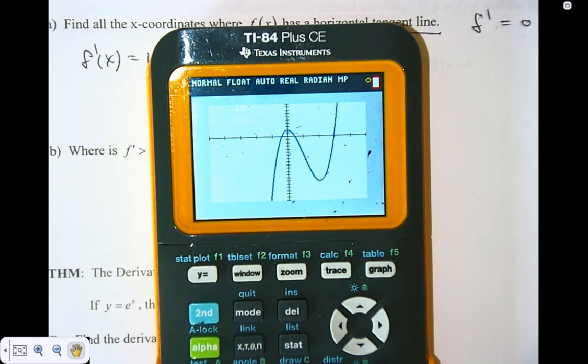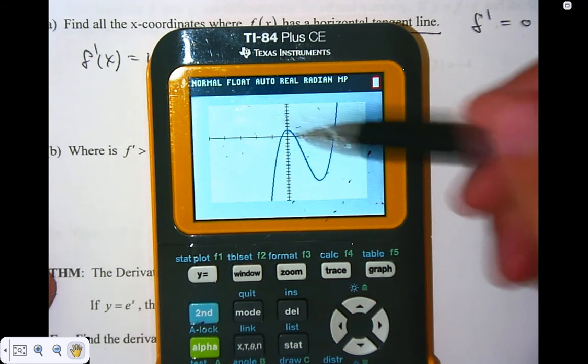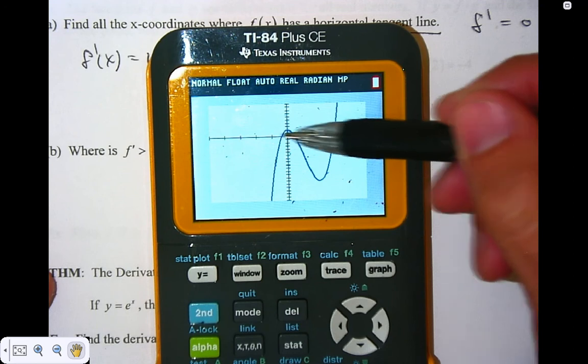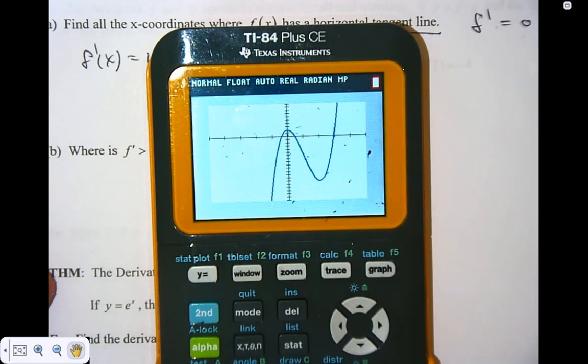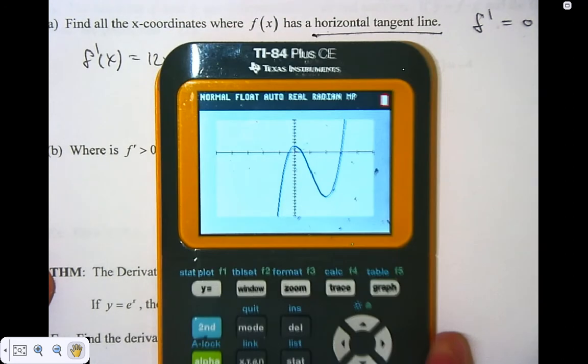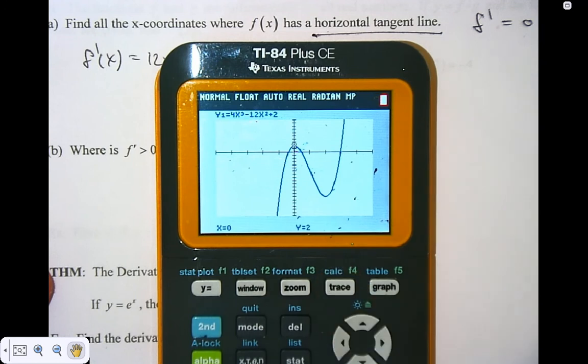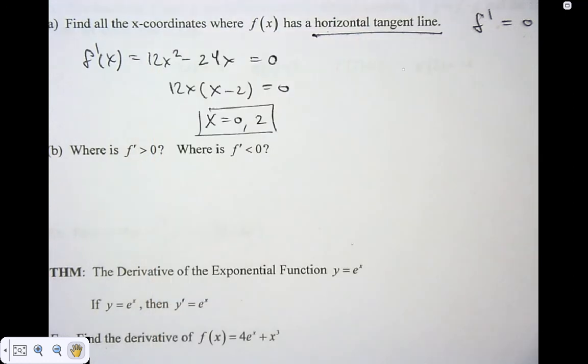And where are the x values that cause horizontal tangents? Right there. At x equals 0, you can see the tangent line. And at x equals, what was the other one? 2. Okay, so when I hit trace and I go to 2, right there, the slope of the tangent line would be 0. Okay, f prime equals 0.